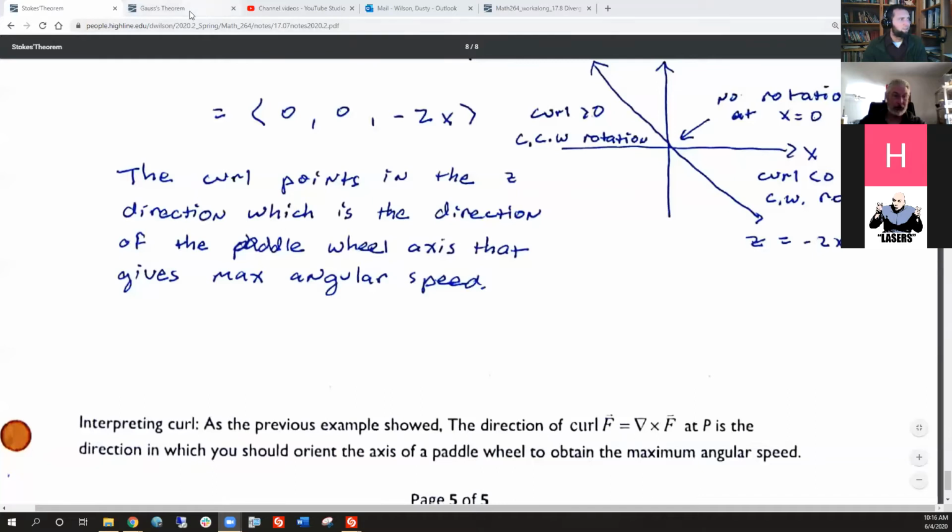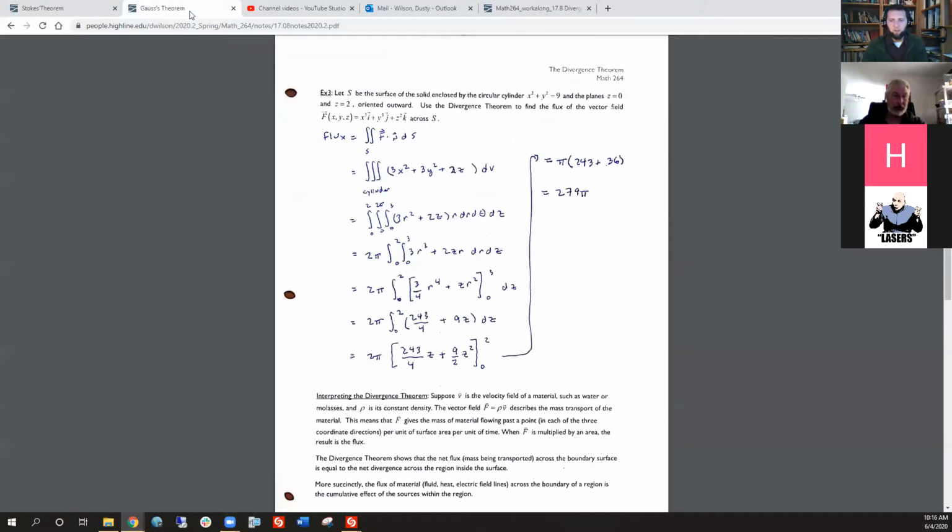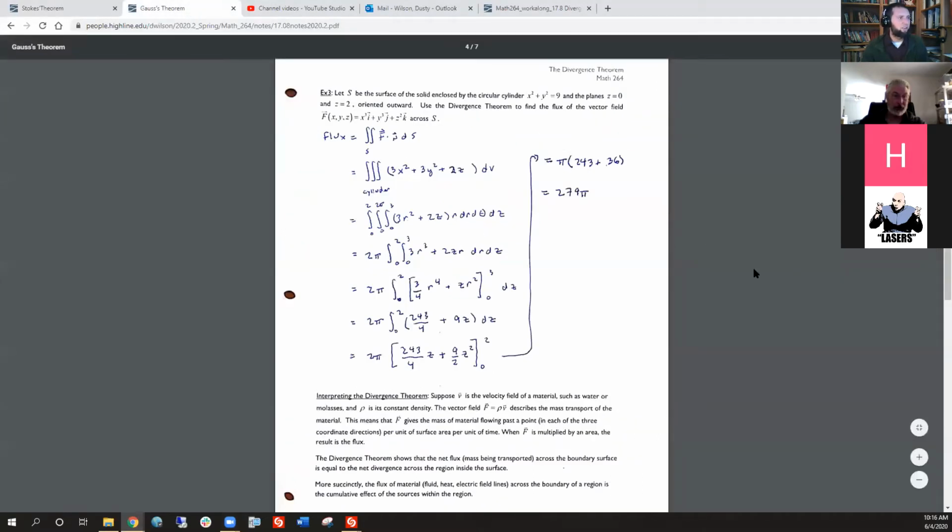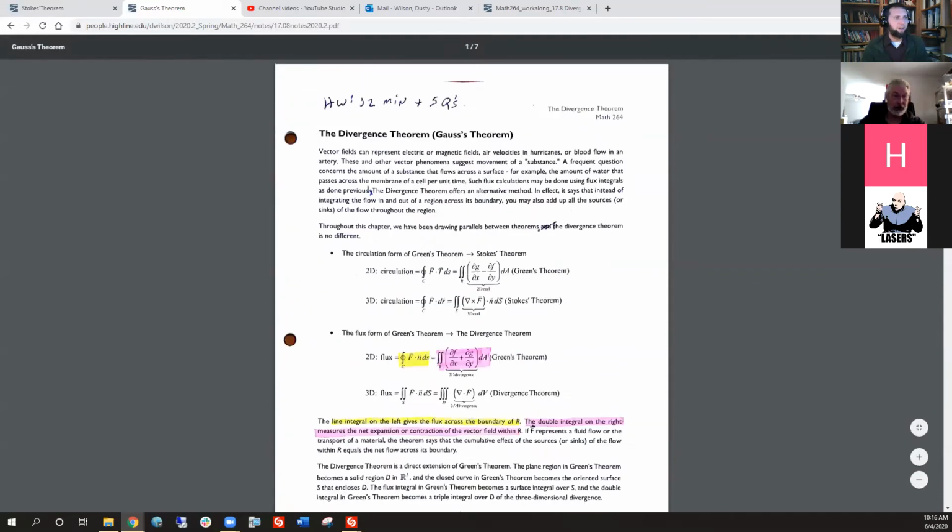All right. So let's begin section 17.8. This is the last section in the text, last section in our course, and it's on the divergence theorem, which is also called Gauss's theorem.